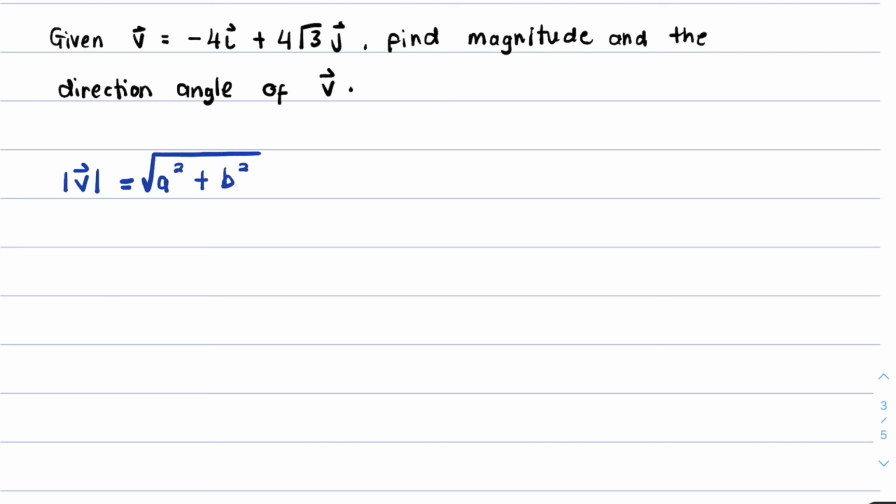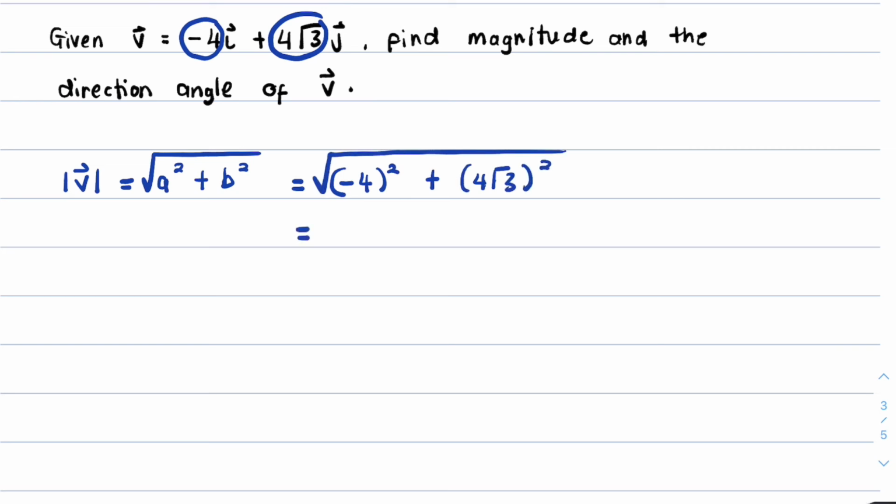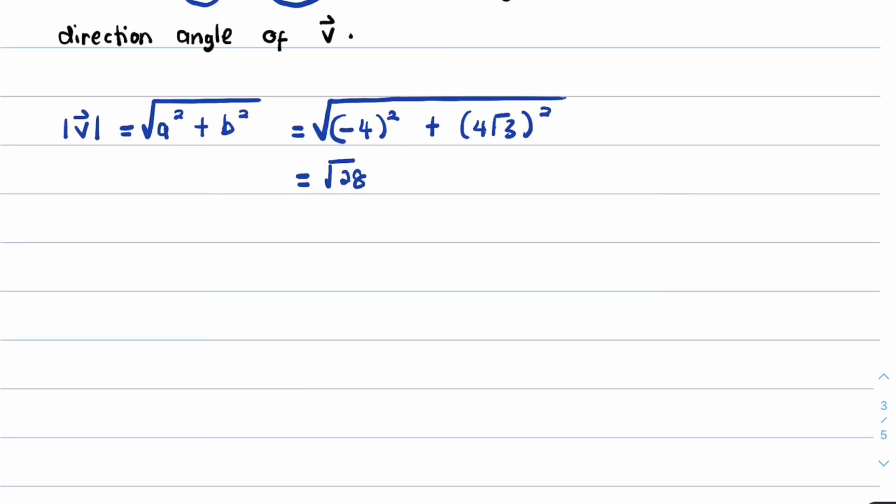Now this will be your a, and this would be your b. So substitute into the formula, you're going to get the square root of negative 4 squared plus 4 sec 3 squared, which is equivalent to the square root of 28. Or you can also simplify it as 2 square root 7. This is your magnitude of v.